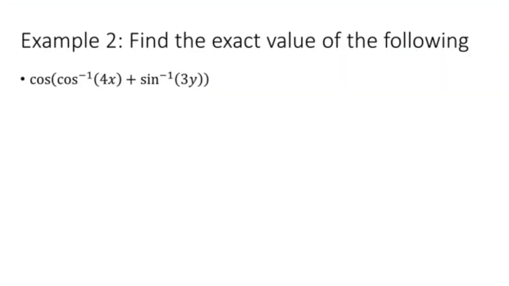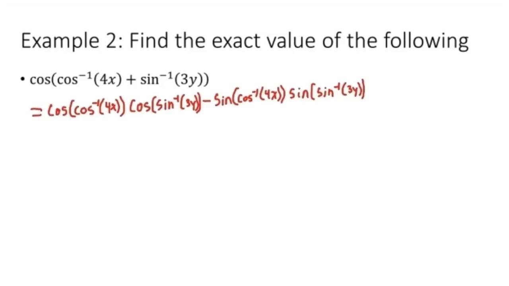Now we're going to find the exact value of cosine of inverse cosine of 4x plus inverse sine of 3y. In this problem, we're going to assume that the variables are in the proper interval that's going to cause our cosine inverse and sine inverse to be defined. Just like in the last problem, we're going to start off by using our sum property for cosine. And when we do, we get cosine of cosine inverse of 4x times cosine of sine inverse of 3y minus sine of cosine inverse of 4x times sine of sine inverse of 3y.